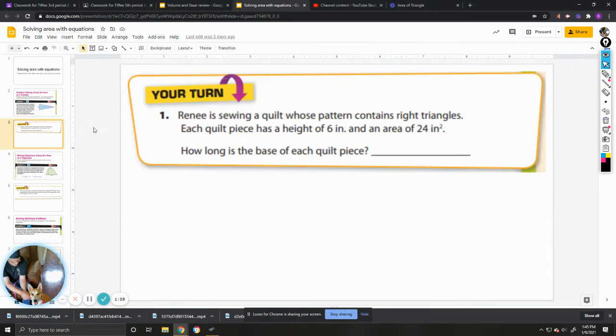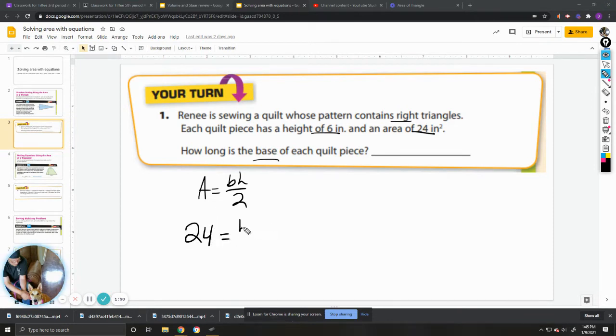All right, let's try another one. We're going to do this one together. It says Renee is sewing a quilt that contains right triangles. Each quilt piece has a height of 6 and an area of 24. What's the base? So you have the formula A equals base times height divided by 2. The area is 24. You don't know the base, but you do know the height is 6, and you're going to divide by 2.